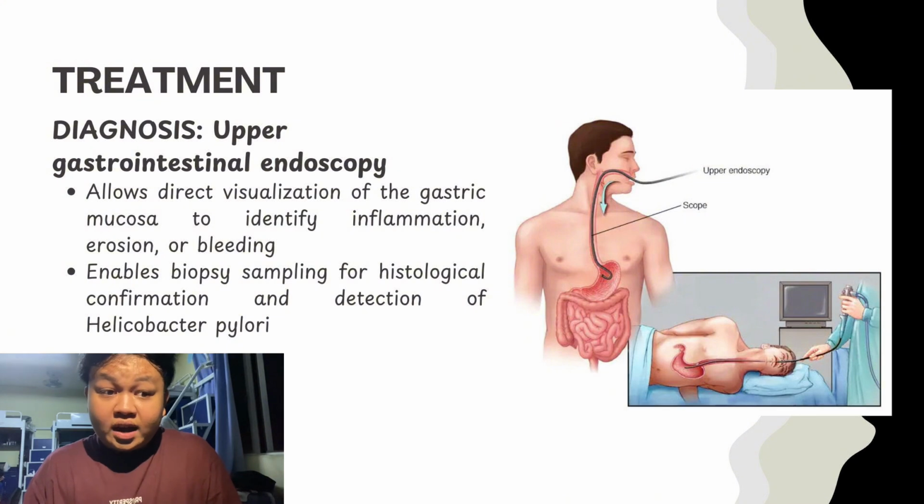So how can we diagnose this gastritis? It is done by using upper gastrointestinal endoscopy. Using gastrointestinal endoscopy, it allows us to directly visualize the gastric mucosa to detect inflammation, erosion, or bleeding. And the biopsy samples can also be taken to confirm the diagnosis, and then we can detect the Helicobacter pylori.